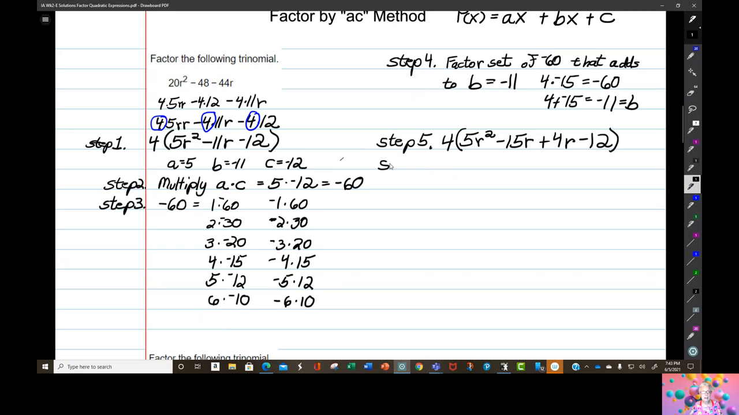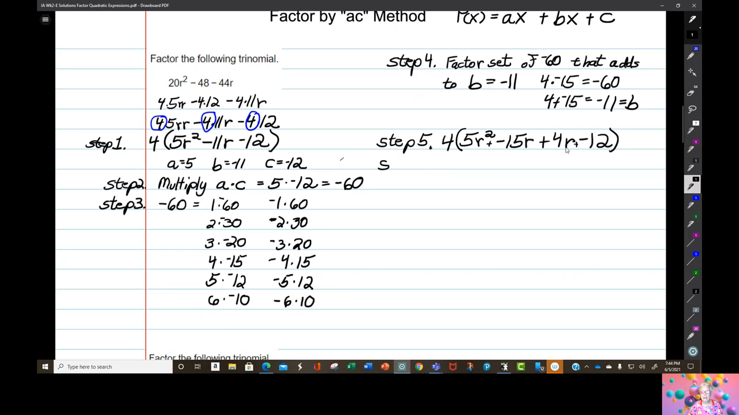Remember, as long as you're adding, this is really plus negative 15r and plus negative 12. Always remember your invisible plus signs. When you're adding, order doesn't matter, so it doesn't matter if I put my negative 15 here and my 4 here, or my 4 here and negative 15 there. Doesn't matter. So I do what's convenient.